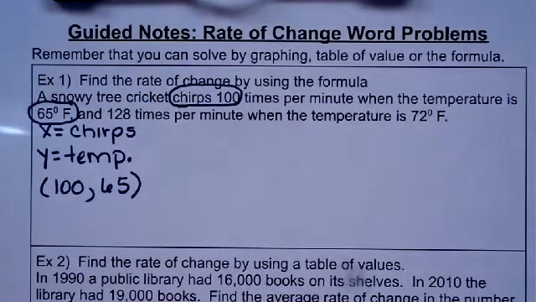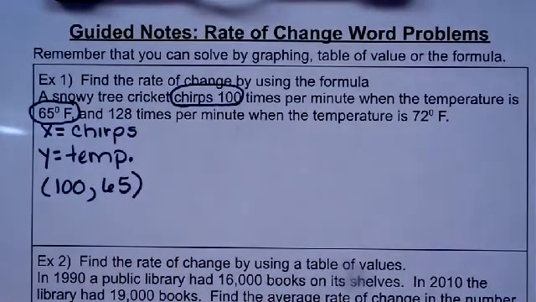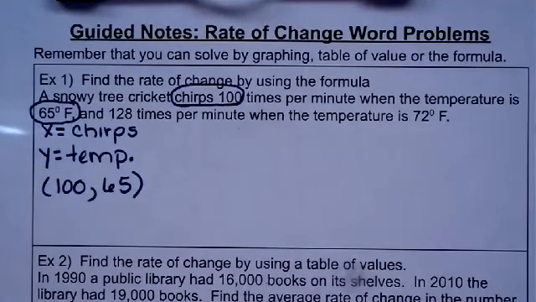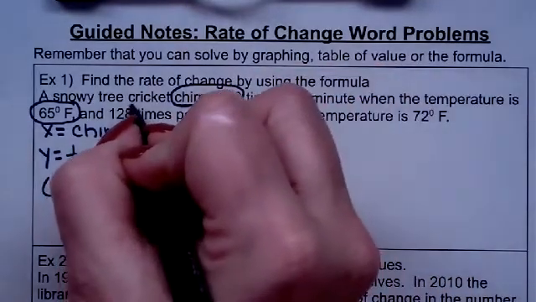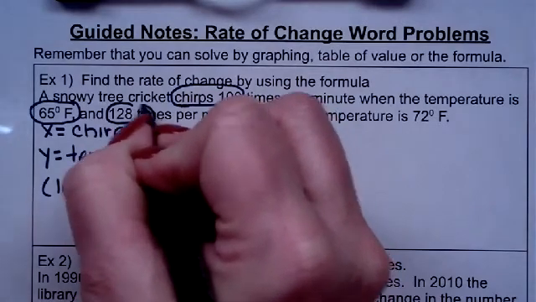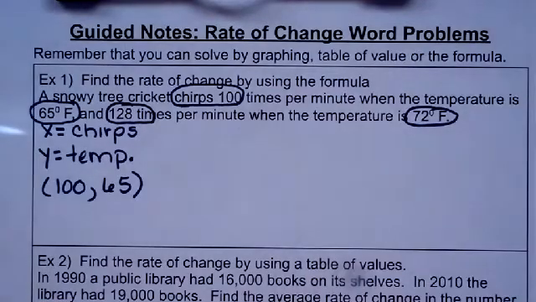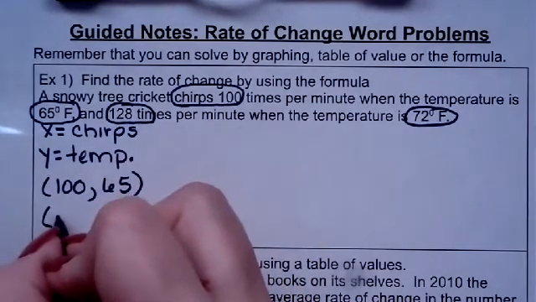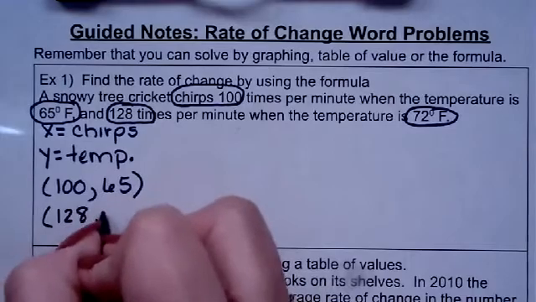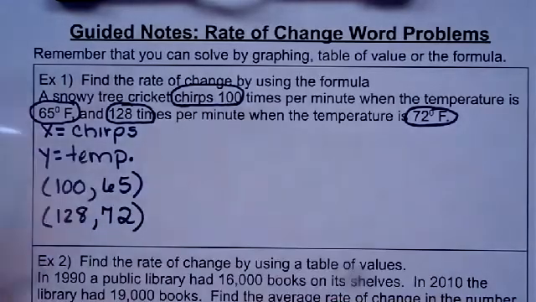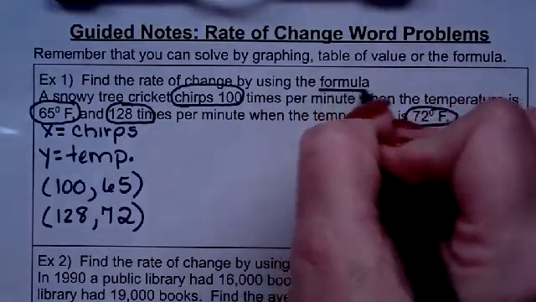Now, I'm going over to the second part of this complex sentence to find my other pair of numbers. Right here it says I have 128 chirps when the temperature is 72. So my other ordered pair here is (128, 72). Now, once you've identified your two ordered pairs, then we'll use the method requested to find the rate of change. This one requests that we use the formula.